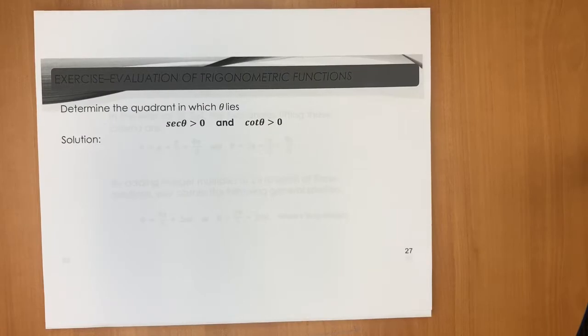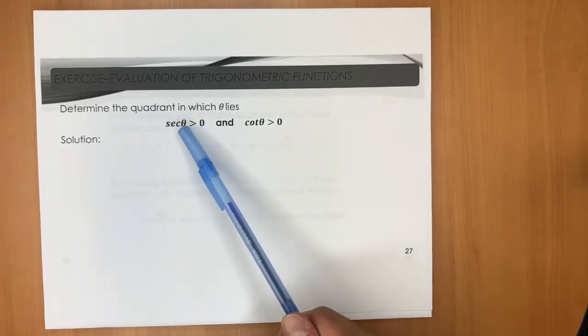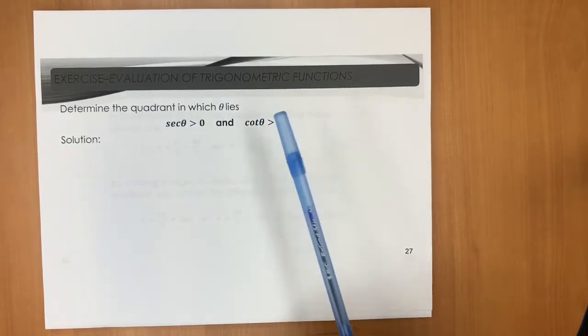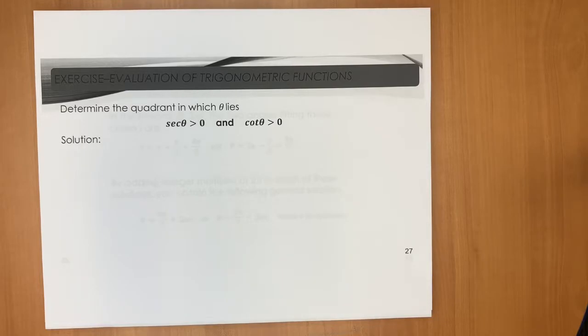Hello, welcome back. In this video, we're going to try to determine an angle which satisfies two inequalities. One of them is that secant of that angle is positive and cotangent of that angle is positive.